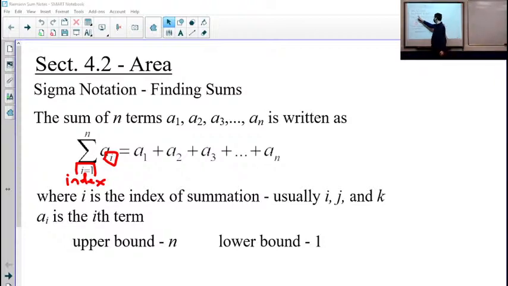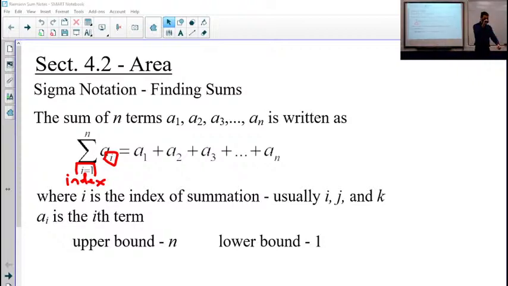This sigma means sum. It means add. And it is a shorthand way of writing out a long string of addition, of adding things up. And so a couple of bits of terminology. This i equals 1 is called the index.